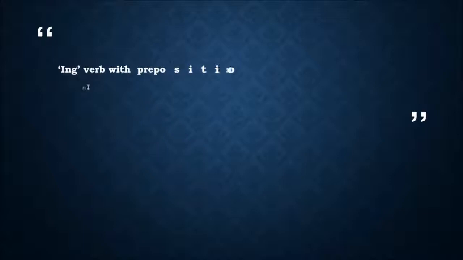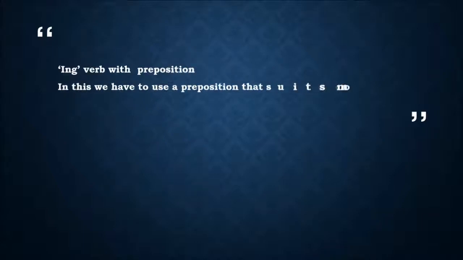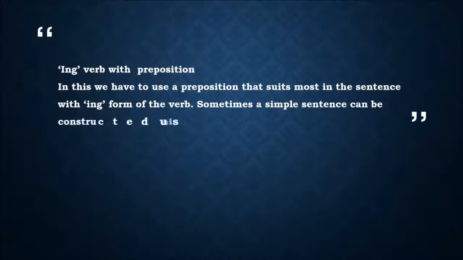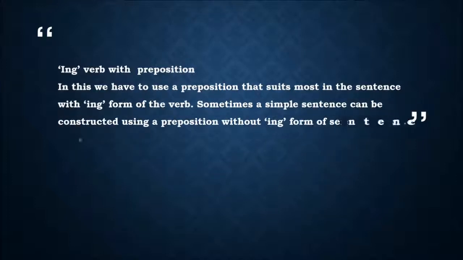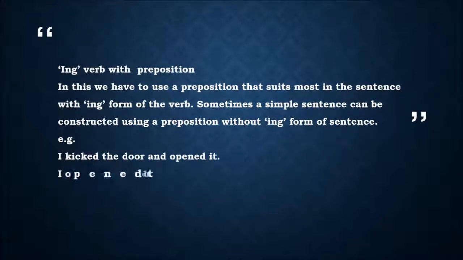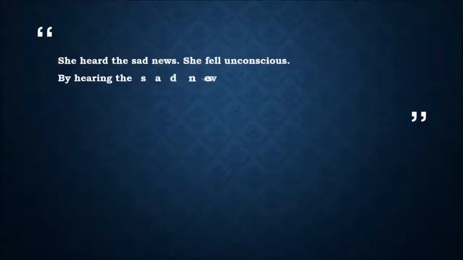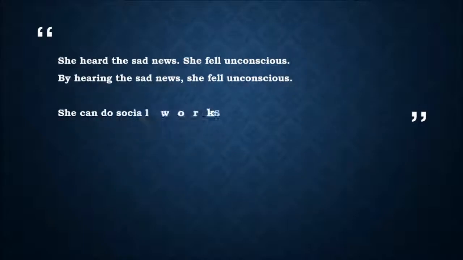4. Ing verb with preposition. In this we have to use a preposition that suits most in the sentence with ing form of the verb. Sometimes a simple sentence can be constructed using a preposition without ing form of the verb. E.g. I kicked the door and opened it. I opened the door by kicking it. She heard the sad news. She fell unconscious. By hearing the sad news, she fell unconscious.